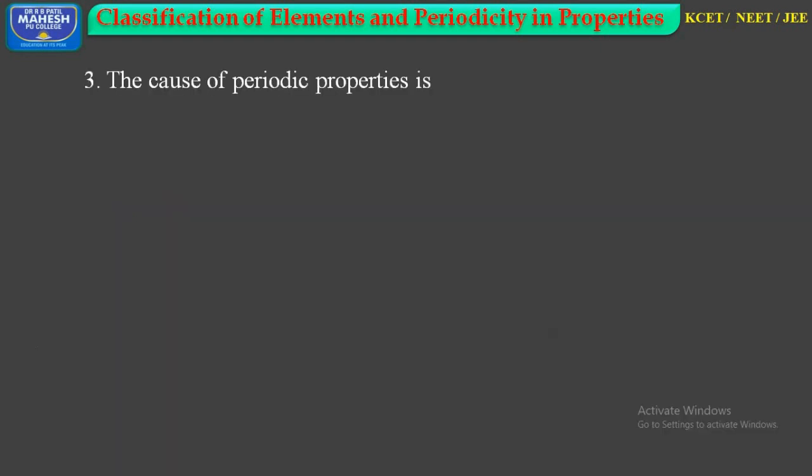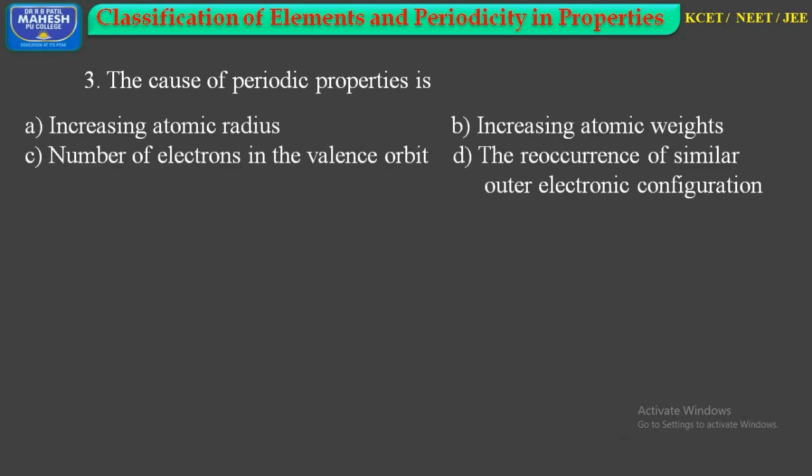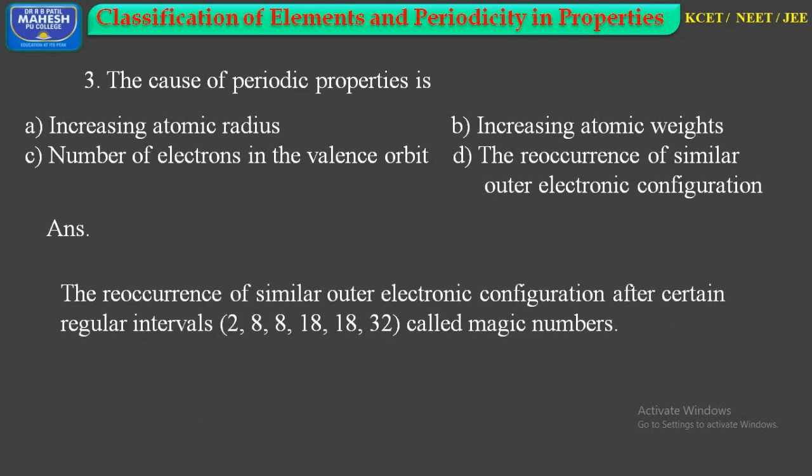The cause of periodic properties is, and the options are option A, increasing atomic radius. Option B, increasing atomic weight. Option C, number of electrons in the valence orbit. And option D, the reoccurrence of similar outer electronic configuration. So students, the reoccurrence of similar outer electronic configuration after certain regular intervals is called magic numbers.